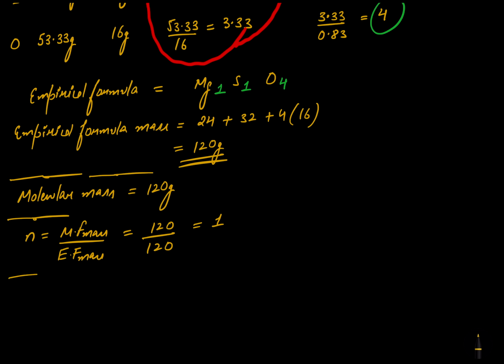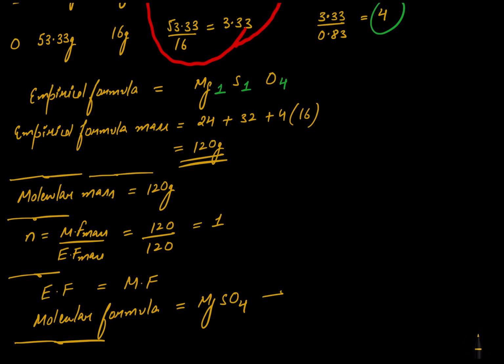This signifies that my empirical formula and the molecular formula are the same thing over here. So my molecular formula is the same as that of the empirical formula. It is MgSO4. I got magnesium sulfate. Now this is the formula for the anhydrous salt, that is, without water of crystallization. We have to find the molecular formula of the crystalline salt.